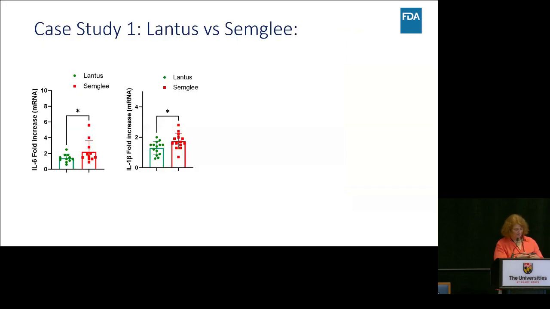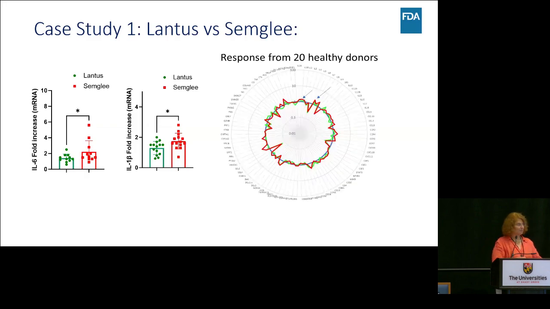So to give you an example, there are some disadvantages also. Lantus versus Semglee. You all know Lantus is an insulin. Semglee is a biosimilar. It's interchangeable. It was deemed to be, and this was actually shown with clinical studies. They're reported, and they showed similar immunogenicity rate as Lantus. However, when we took 20 donors and we looked at the response in terms of IL-6 and IL-1, we saw that Semglee seemed to have a higher response. That can happen. You're only testing 20 donors.